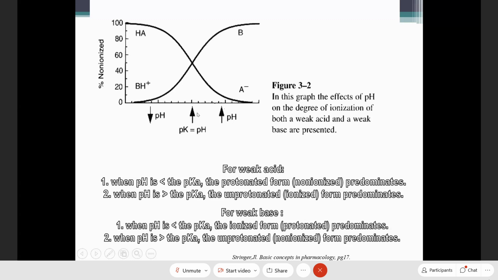Okay, if the pH is more than the pKa, the non-ionized form predominates. That is for a weak base. So that's a difference between a weak base and a weak acid. So when I asked you to explain about the rate of ionization of drugs in general, you have to explain in two aspects, weak acid and weak base, right?